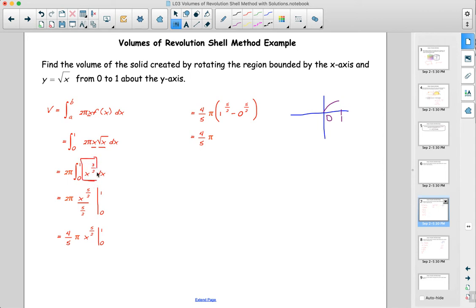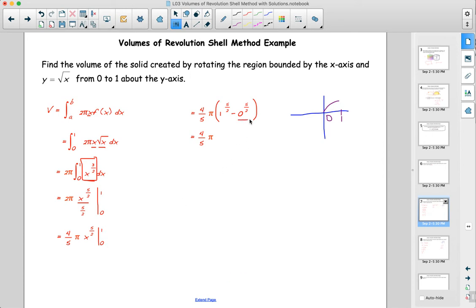The antiderivative of x to the 3/2 is x to the 5/2 divided by 5/2. Add 1 to 3/2 and get 5/2. Now I'm going to invert and multiply because I'm dividing by 5/2. So 2/5 times 2 pi becomes 4/5 pi. And now I'm going to evaluate x to the 5/2 from 0 to 1.